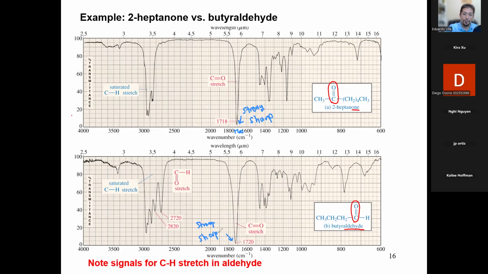The only difference is that for aldehydes, there is going to be a carbon-hydrogen stretch, and that's going to show up as two additional peaks right over here at 2720 and 2820. You see? These two are considered the CH stretch right here, the carbon-hydrogen aldehyde stretch.